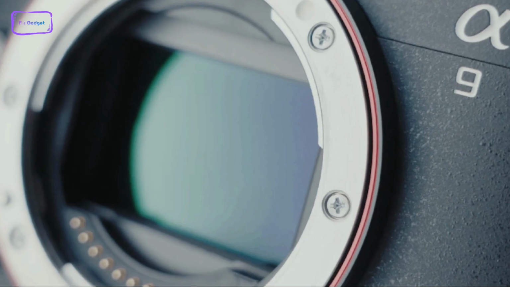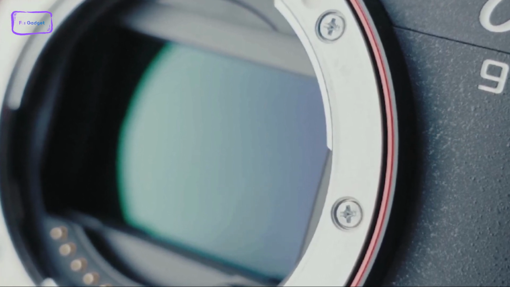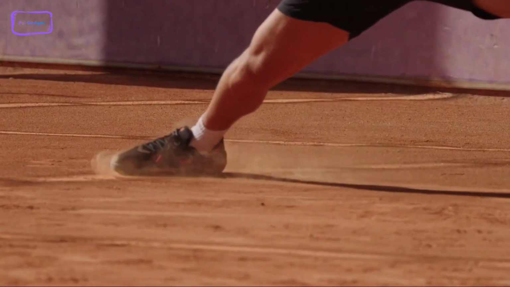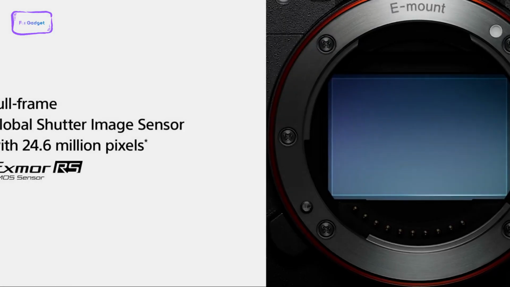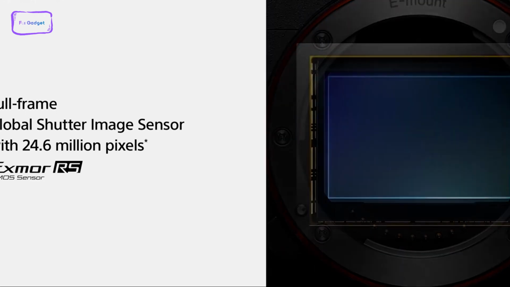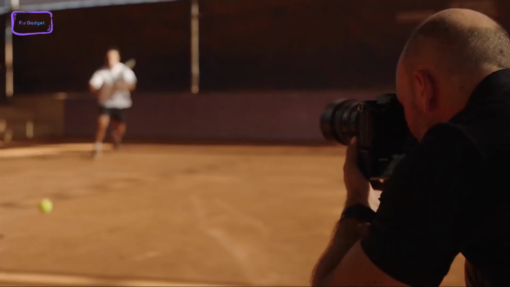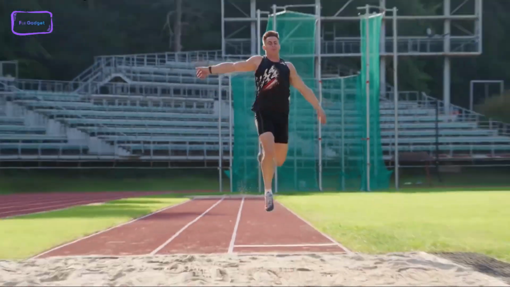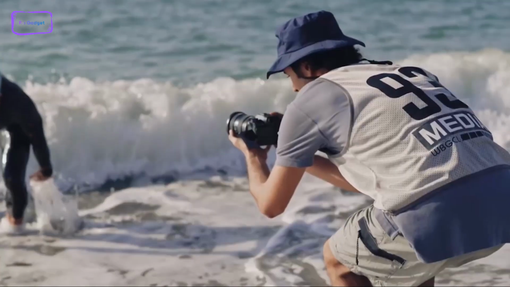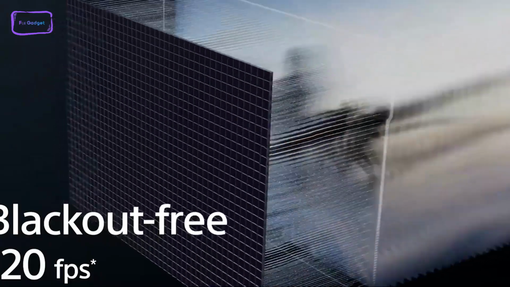At the heart of the A9 III's technological prowess is Sony's newly developed stacked CMOS sensor, a groundbreaking achievement as the first 35mm full-frame camera to incorporate a global shutter. The 24.2 megapixel Exmor RS sensor, with its integral memory facilitating instantaneous readout crucial for the global shutter, brings medium format level resolution and image quality to the forefront. This is complemented by sensor stabilization, enabling blackout-free capture at an impressive 120 FPS.